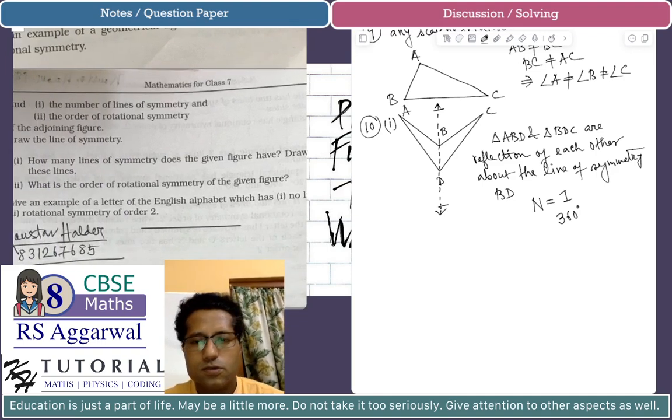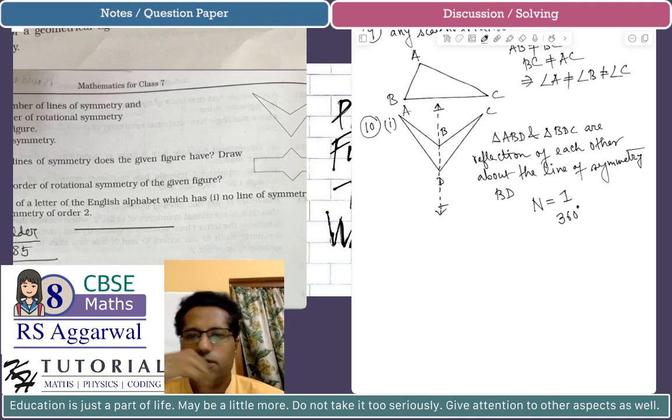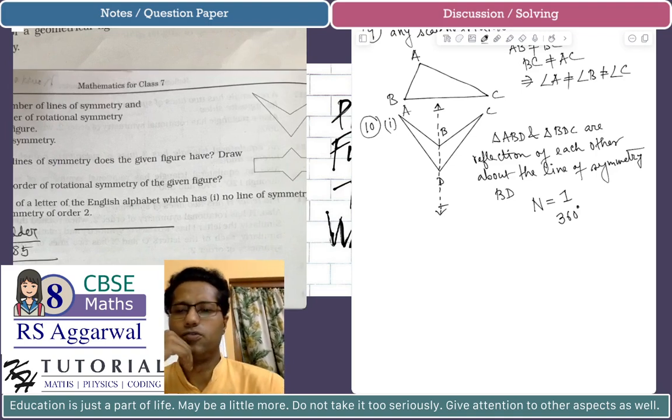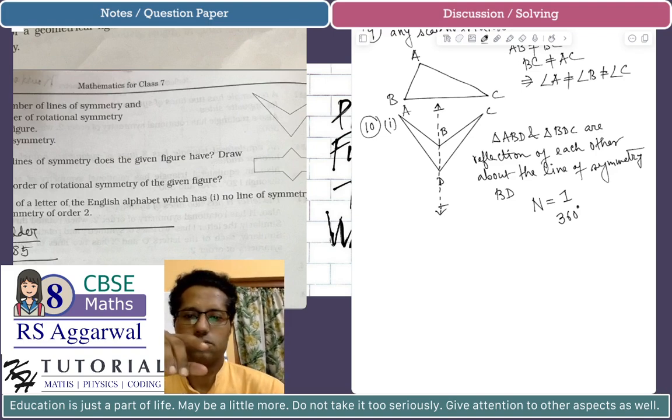The order of rotational symmetry. I don't think there will be any angle of rotation other than 360 degrees where the figure will look identical. If we rotate by 90 degrees, it will look like this, and then again by 90 degrees it will look like this. No.